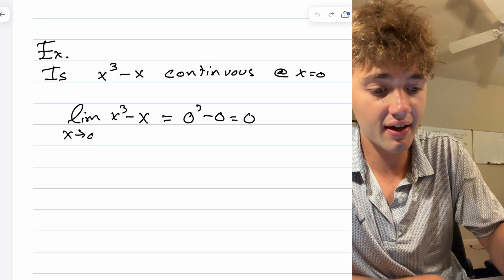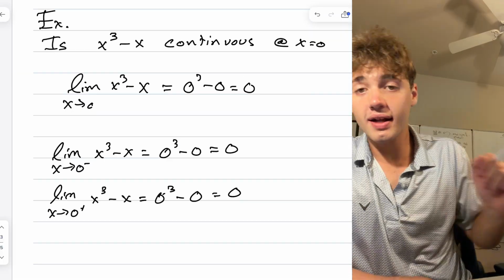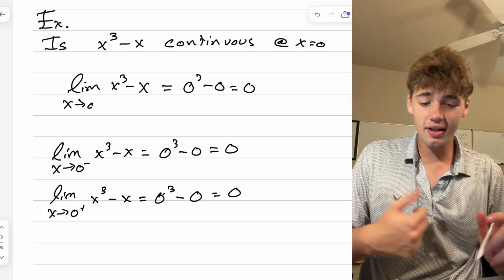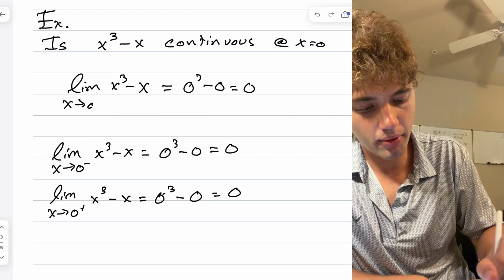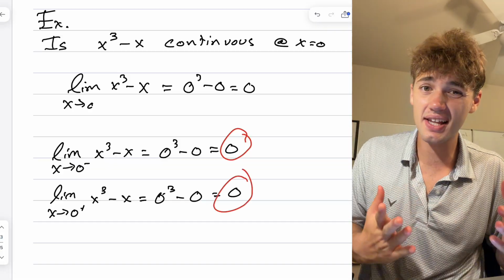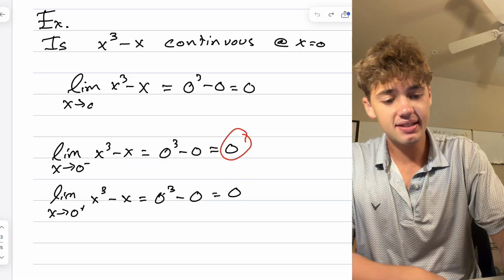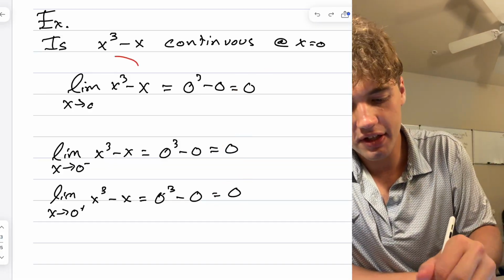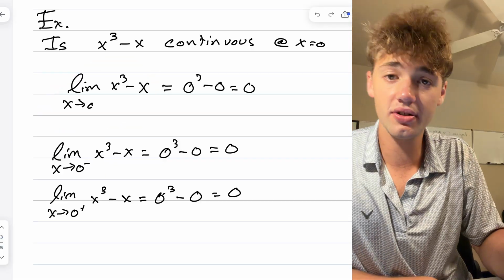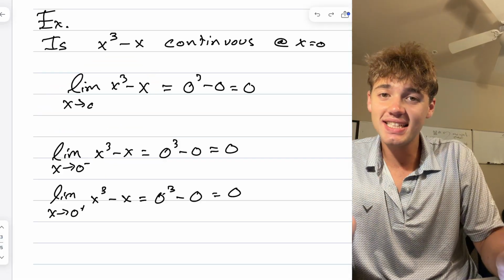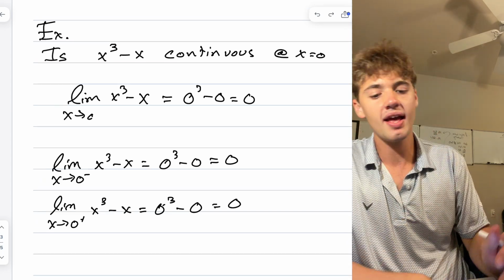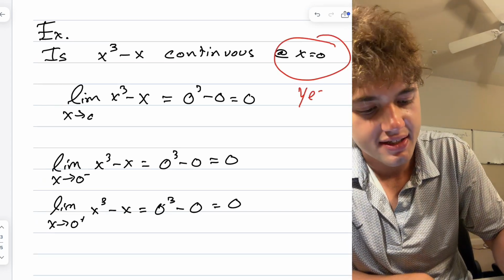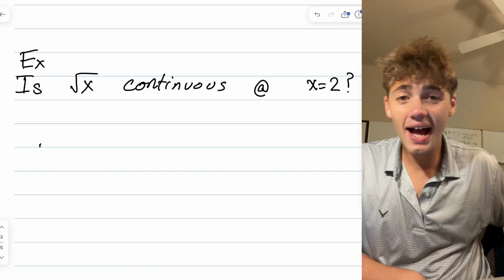So let's do our left-handed and right-handed limit. All right, so now we have the left and right-handed limit in place right here, and you can see that both values end up going to 0. And when the left and right-handed limit meet, that means that our answer for the two-sided limit is also 0. Given that the limit is the same as the function value in this case, it is continuous at the point x equals 0.